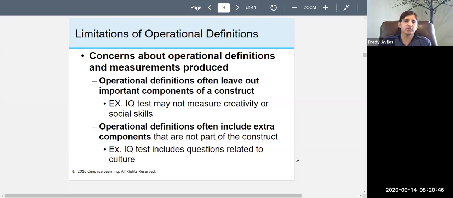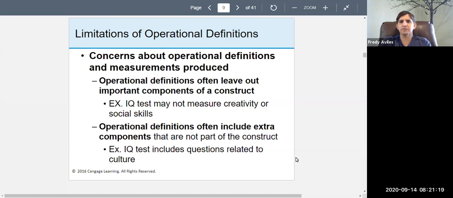So you take an IQ test, right? The IQ is the operational definition of intelligence. Well, IQ tests, as you guys know, if you heard anything about them at all, don't really measure creativity. They don't really measure social skills. They measure a bunch of other things. So the point is that the operational definition of intelligence, IQ, leaves out things that are important for intelligence. Yes, social skills matter. So does creativity. So do a bunch of other things that the IQ test doesn't really capture.